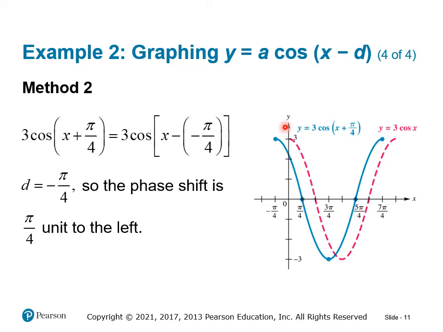So if we graphed just the cosine, which is here in red, this is just 3 cosine x.